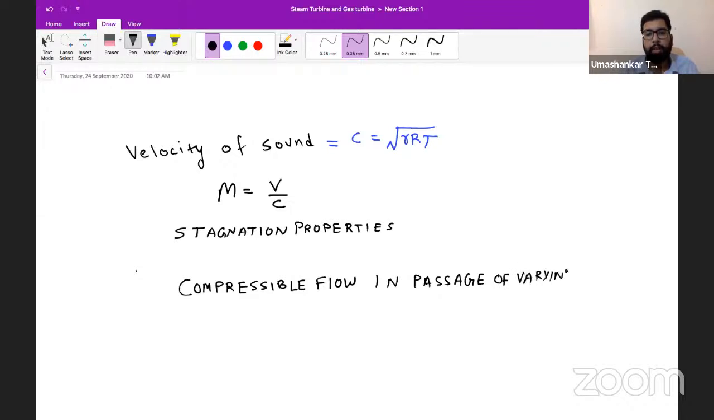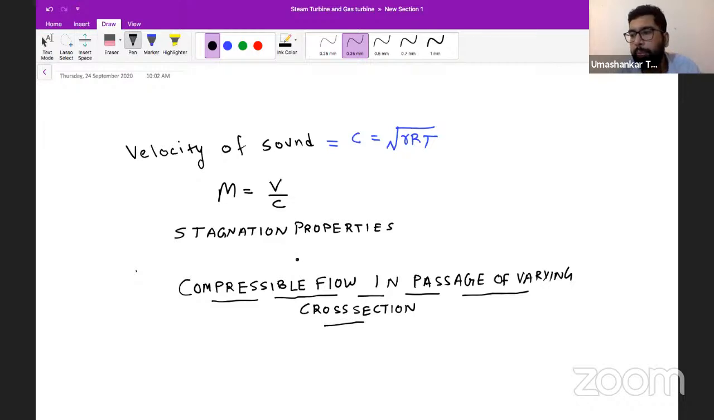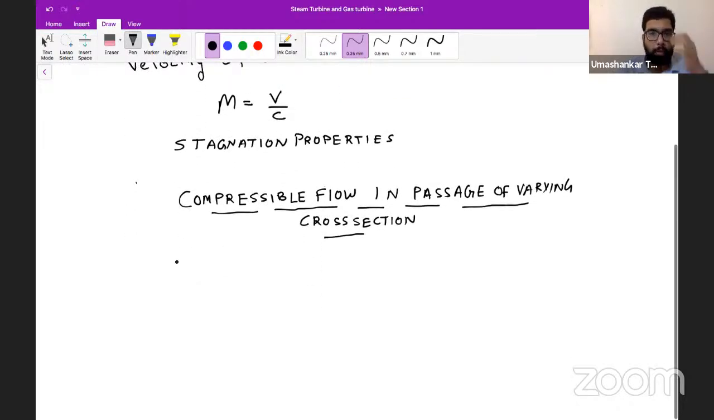varying cross section. Okay, so let us see how compressible flow can be managed in passage of varying cross section.